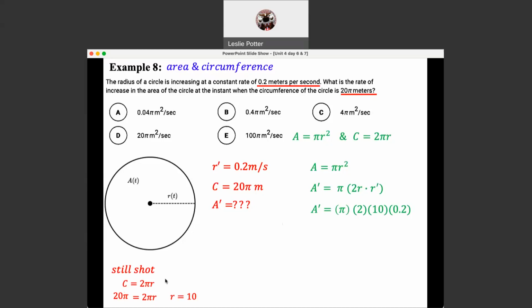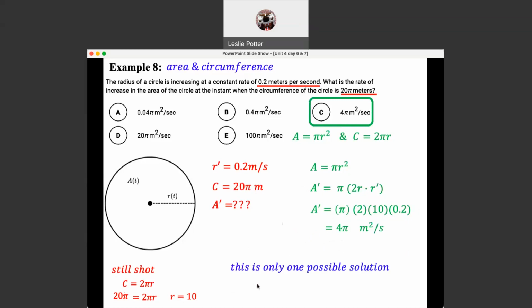So my still shot is where I used my circumference. I had to differentiate A because that's what it was asking for. For my still shot, I got my circumference, and I was able to put that into the related rates expression. Then multiplying this all out, 10 times 0.2 is 2. So it looks like I have 4 pi for my related rate, my rate of change of area. Looking at the answers, that must be answer C.